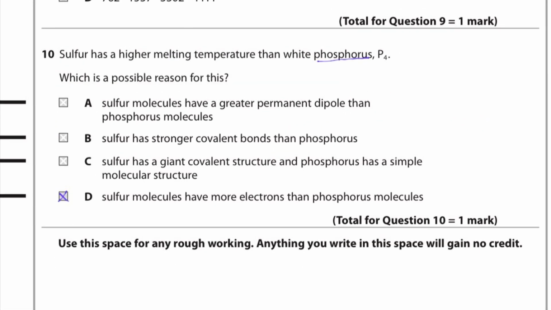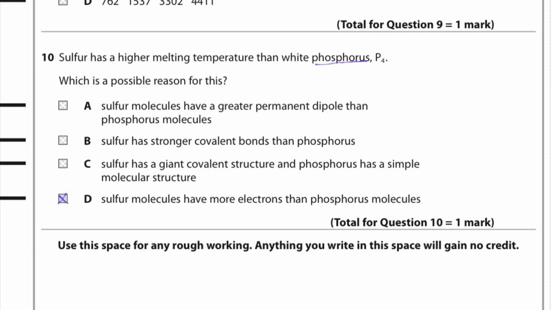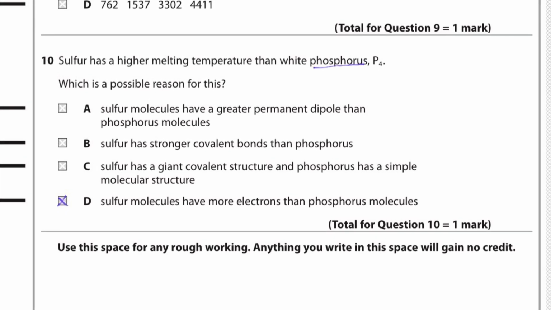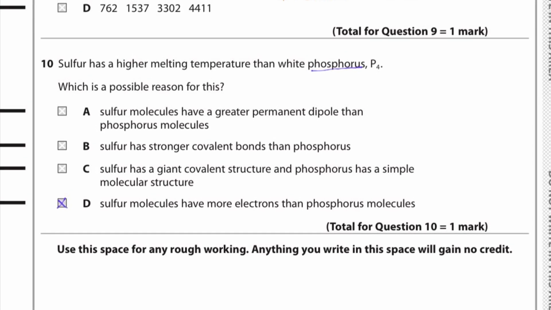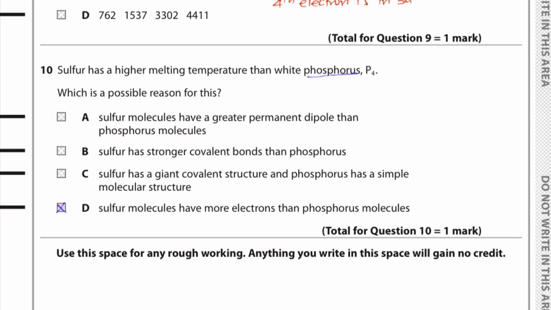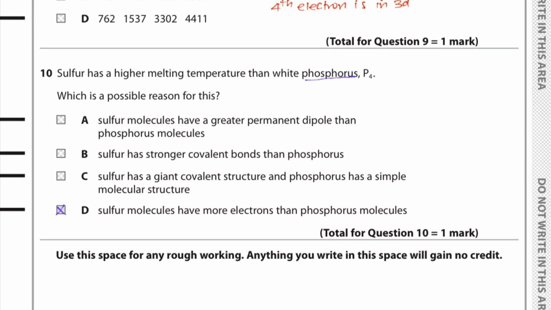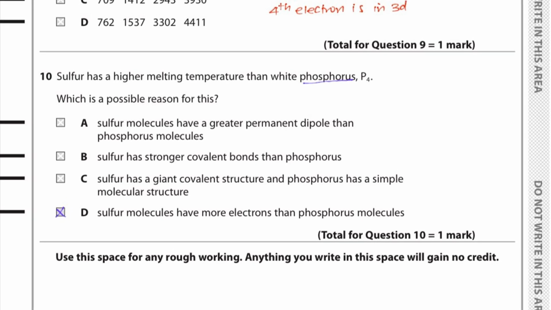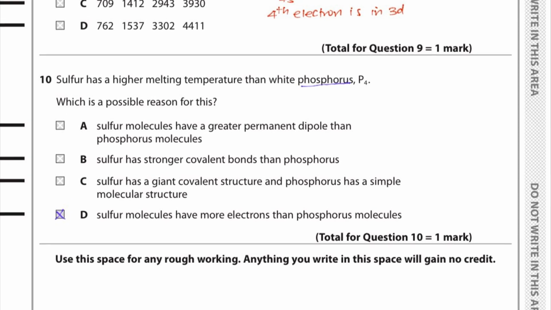Question 10. Sulfur has a higher melting temperature than white phosphorus. Which is a possible reason? Sulfur contains more electrons, therefore lots of intermolecular London forces compared to phosphorus. Thus more energy is needed to melt sulfur. The answer is therefore D.